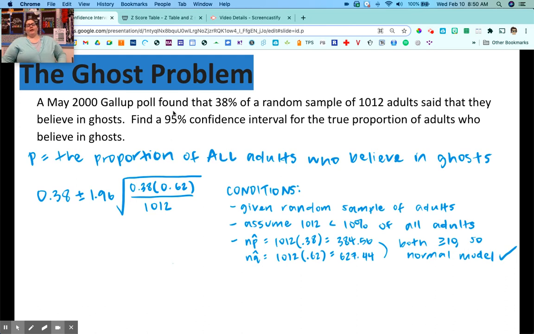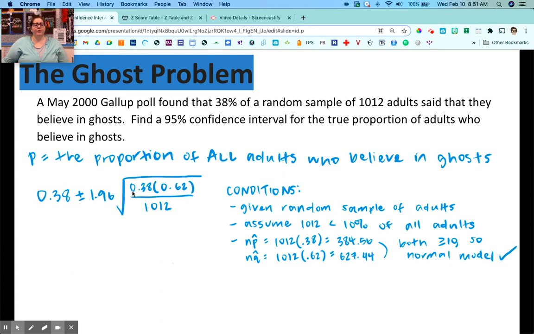Plus or minus, we wanted a 95% confidence interval. Our z star for 95% is 1.96. By the way, 95% is the most common confidence level that you are asked for. So if you're going to memorize any z stars, memorize that one. So 1.96, and then our standard deviation formula for a proportion is the square root of p, or p hat, so 0.38 times 1 minus p, 0.62, divided by 1,012.